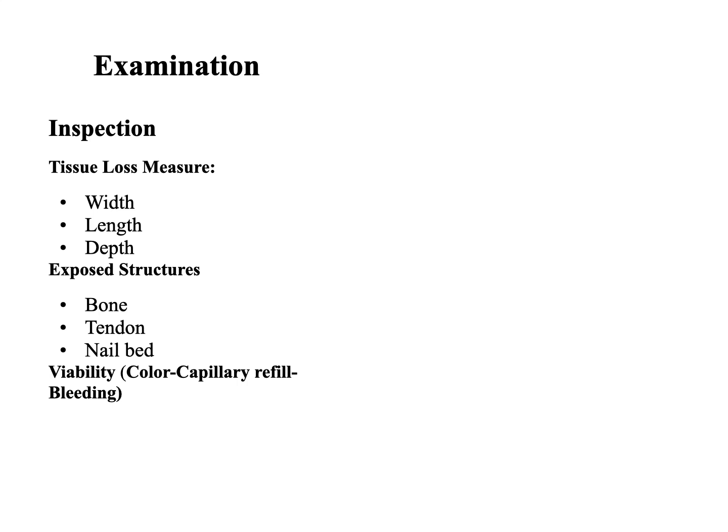Examination. First, by inspection, we look at the tissues. We see which tissue is lost, whether the nail bed, the finger pulp, or the tip. We assess in centimeters the width, length, and depth. We check if there are any exposed structures like bones, tendons, or nail bed, and if the nail plate is avulsed. And also if there is remaining tissue, its viability.